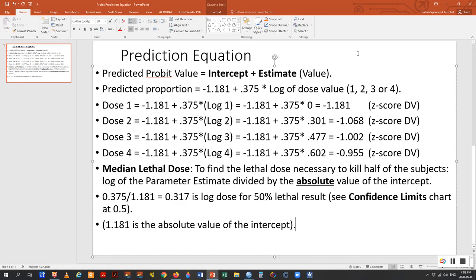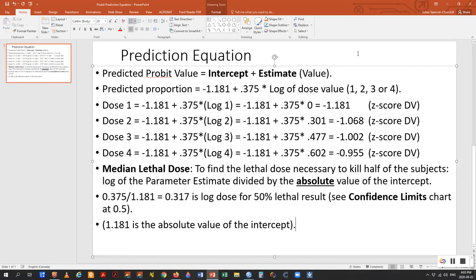If that value is a minus 2, it means 2 standard deviations below the mean. It means everything from the infinite left all the way up to 2 standard deviations below the mean. That part of the bell curve is filled in, and that's the proportion of how many of the bugs were killed by a given dose. So think of it as graphically representing the amount of the bell curve that is filled in.